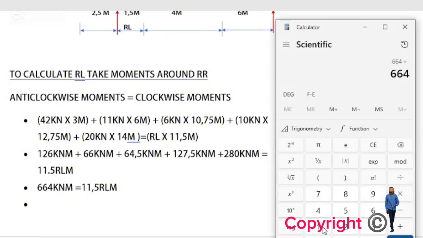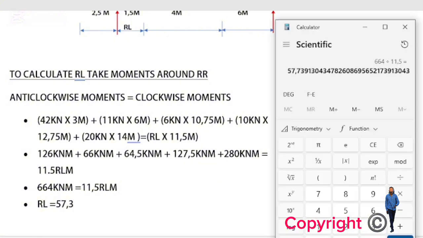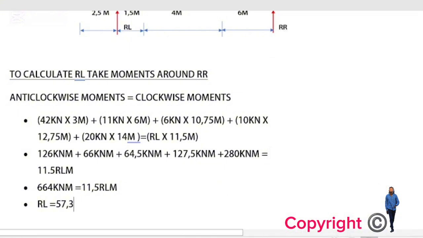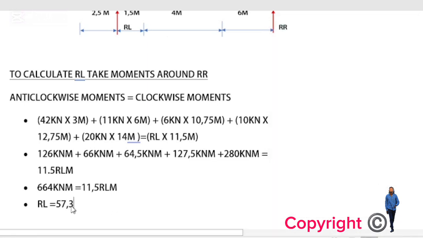So divide by 11.5 equals 57.7. RL equals 57.74. This is my RL, in kilonewton.